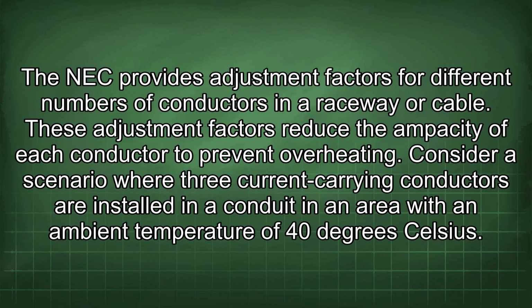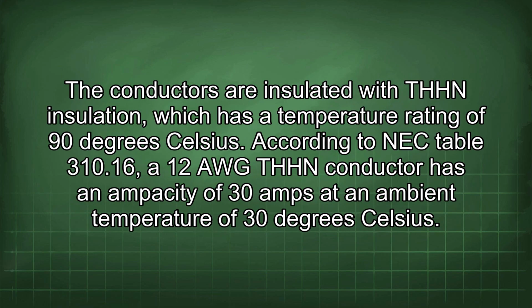The NEC provides adjustment factors for different numbers of conductors in a raceway or cable. These adjustment factors reduce the ampacity of each conductor to prevent overheating. Consider a scenario where 3 current-carrying conductors are installed in a conduit in an area with an ambient temperature of 40 degrees Celsius. The conductors are insulated with THHN insulation, which has a temperature rating of 90 degrees Celsius.